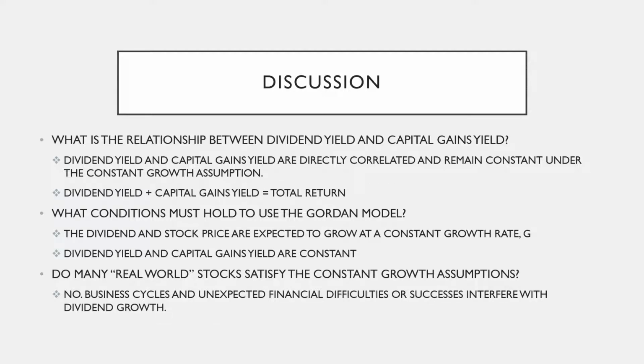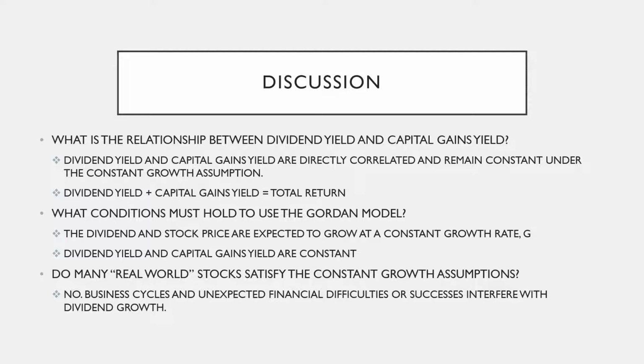Next, we will follow up with 3 discussion questions. The first question is, what is the relationship between the dividend yield and capital gains yield? Well, the dividend yield and capital gains yield are directly correlated and remain constant under the constant growth assumption. Also, when you add the dividend yield and capital gains yield, it gives you the total return. The second question is, what conditions must hold to use the Gordon model?